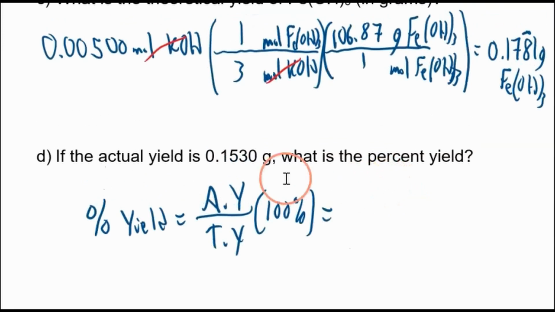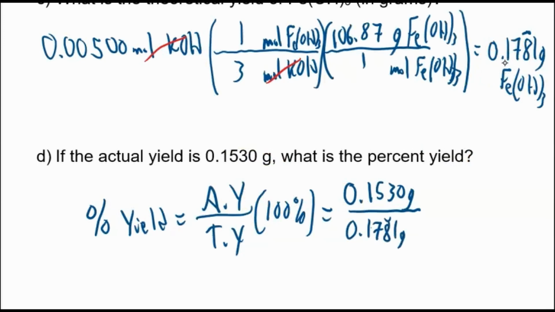The actual yield is this number here. You can't calculate this number. This number is obtained from experiment only. You might calculate it if we get the other 2 yields, but you can't get this based on just theoretical math only. Okay, what's our theoretical yield? It's 0.1781 grams, and multiply that by 100%.